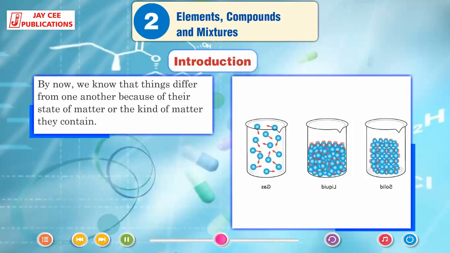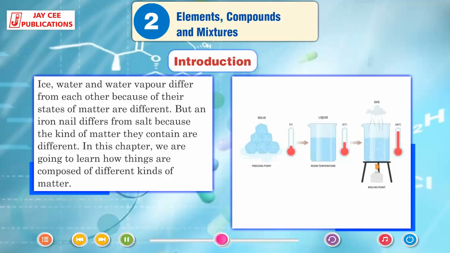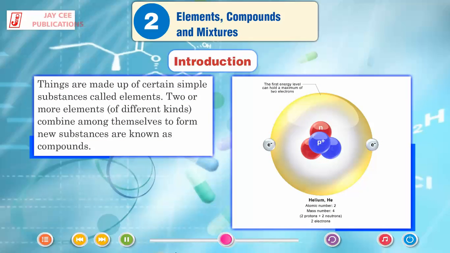Introduction. By now we know that things differ from one another because of their state of matter or the kind of matter they contain. Ice, water and water vapor differ from each other because their states of matter are different. But an iron nail differs from salt because the kinds of matter they contain are different. In this chapter, we are going to learn how things are composed of different kinds of matter. Things are made up of certain simple substances called elements.